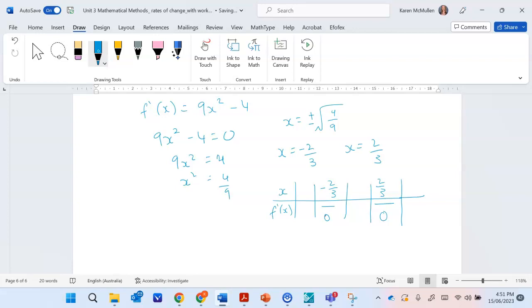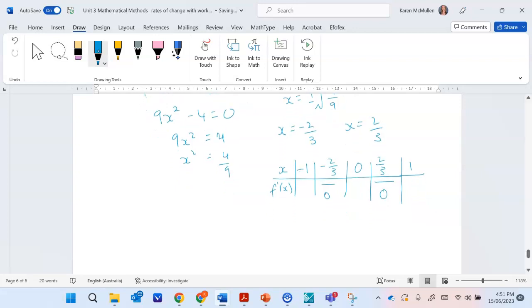Now we don't want to be fancy and say, oh, 1/4. All right, just do 0. Do easy ones. Okay, there we go. Negative 1, 0, and 1. Easy to substitute into f dash x. All right, so first of all, substituting in negative 1.